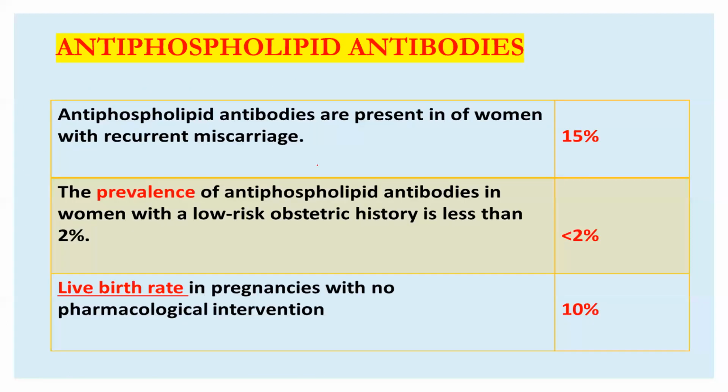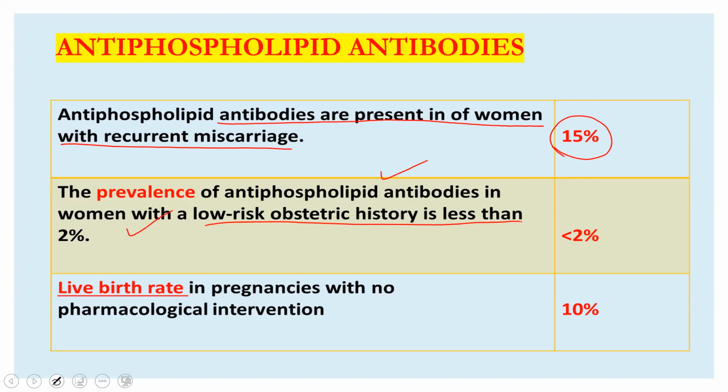So let's go ahead. We are going to talk about antiphospholipid antibodies. Like I have said earlier, antiphospholipid antibodies are present in women with recurrent miscarriages in about 15% of cases. The prevalence of antibodies in women with a low risk obstetrical history is less than 2%. Low risk obstetrical history means she has never had 3 recurrent miscarriages, never had a bad pregnancy outcome, never had low birth weight, IUGR, preeclampsia, or abruption. But yes, there is a chance, which is less than 2% only.